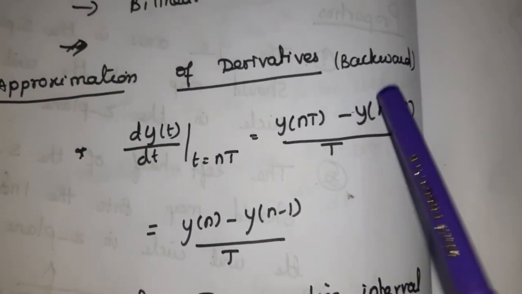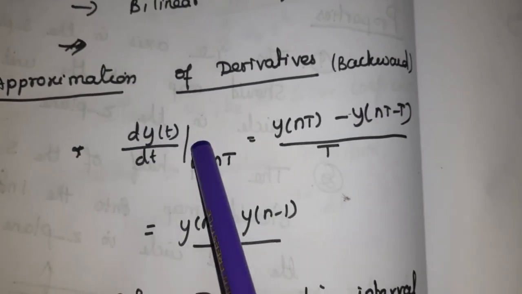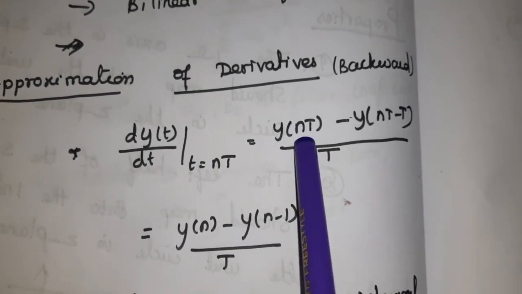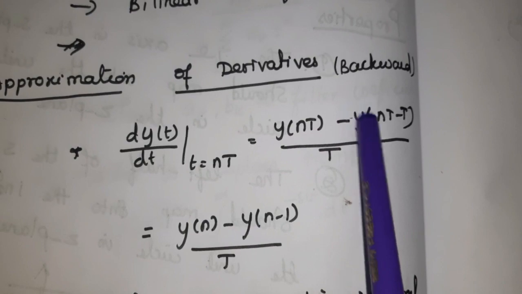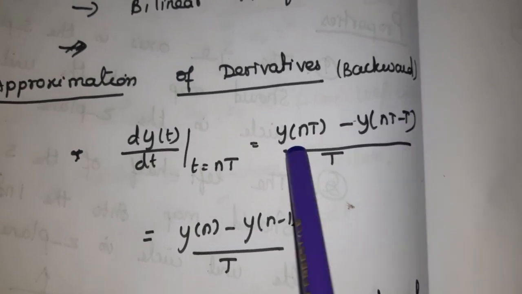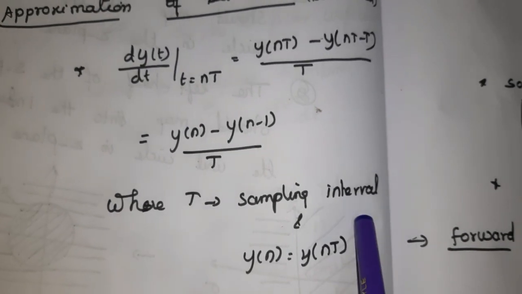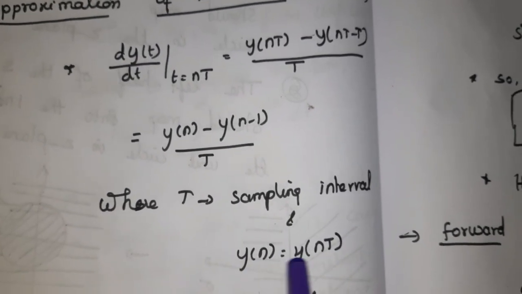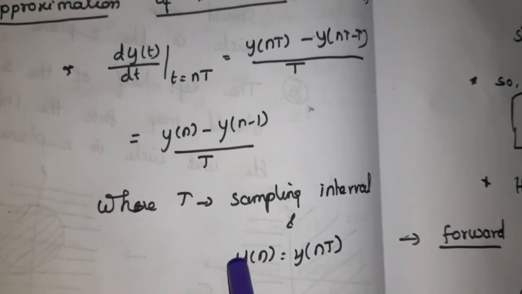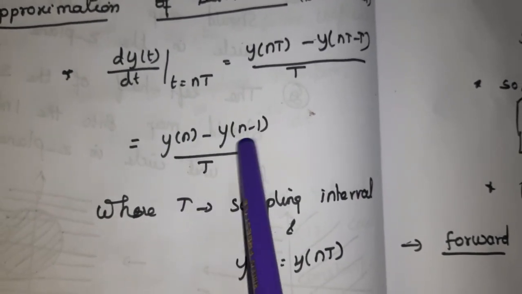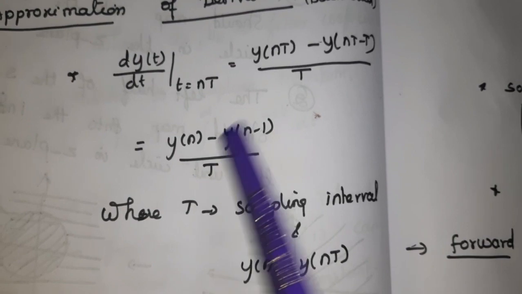In approximation of derivatives, we get the derivative of y(t) at t = nT as y(nT) minus y(nT minus T) divided by T. Here T is the sampling interval, and y(n) = y(nT). So this equation becomes y(n) minus y(n minus 1) divided by T.